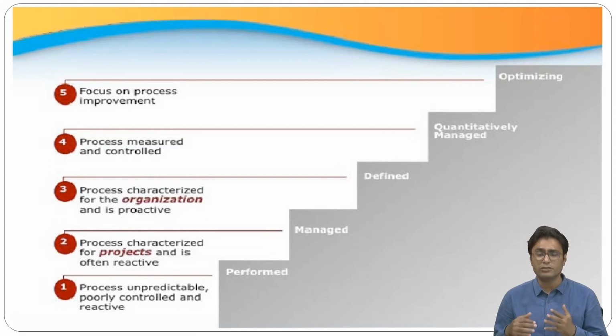Then maturity level 5, which is optimizing. So, at this level, processes are continually improved based on a quantitative understanding of the common causes of variation inherent in processes. So, focus is on continually improving process performance through both incremental and innovative technological improvements, right?